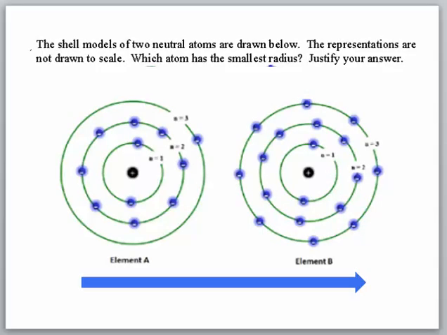Another one, you've got two shell models of two neutral atoms. They're not drawn to scale. Which has the smaller radius? Well, they tell you they're neutral. So this one has far more electrons, so that means you're moving across the periodic table. That again is your Coulomb's law of increased nuclear charge. So that is going to give you the smaller radius right here.